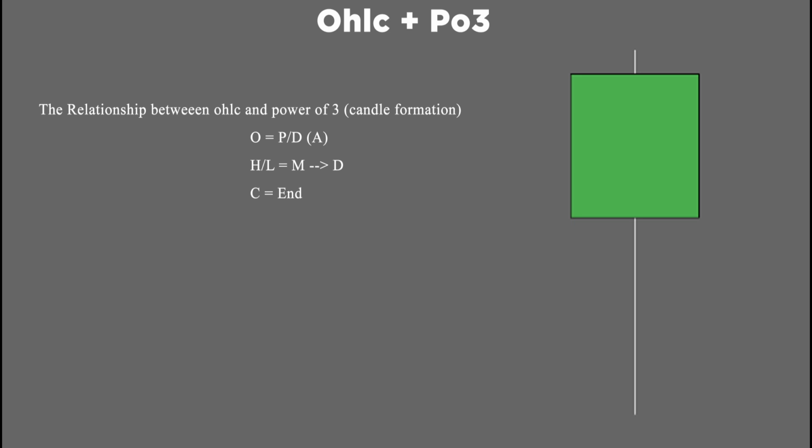Open is usually accumulation. It's also our lever for premium and discount. So when a candle opens, it usually first starts accumulating. We're going to take daily candles as an example first. And then high or low is either manipulation or distribution, but usually manipulation. For example, this candle that I have on the screen, you can see the low was the manipulation as it opened, went lower, and then distributed higher. And then the close is the end of the cycle.